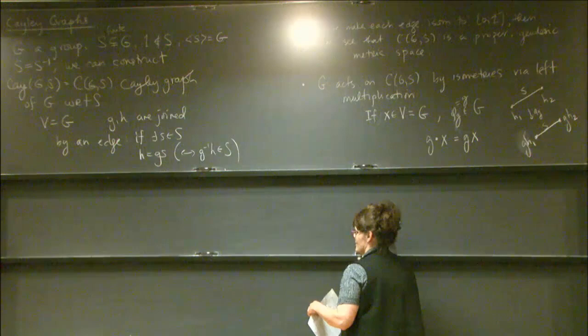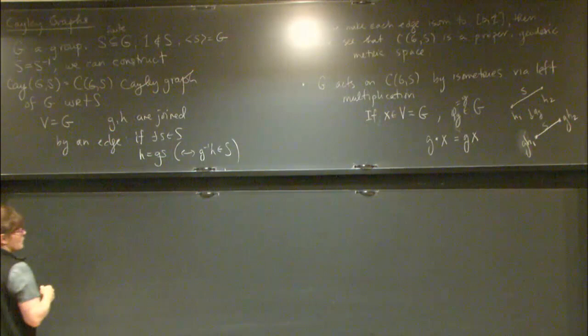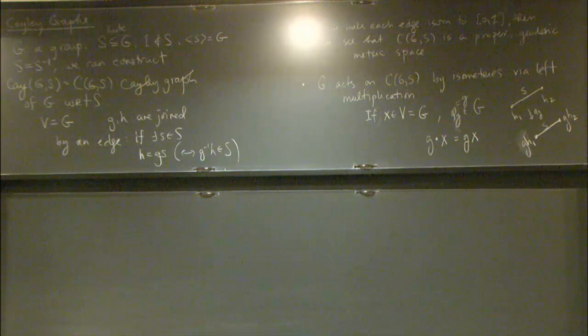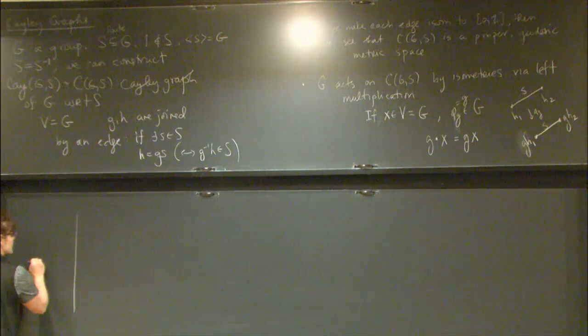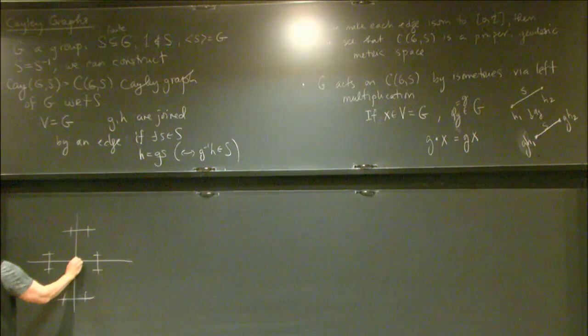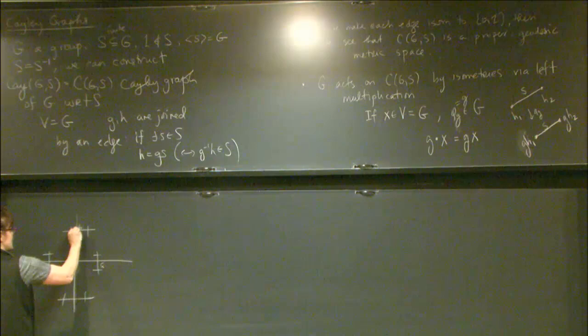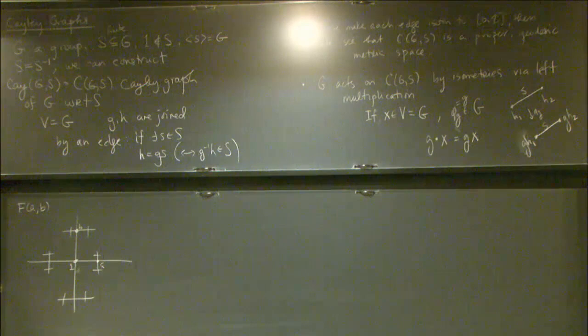Just to remind you that there's a difference when you think about this element g as a transformation of the graph. Let me draw one little picture, the standard picture of the free group that you've already seen. This is the free group on two generators. I've got the identity, the vertex a, the vertex b, so I'm looking at the free group on a and b.